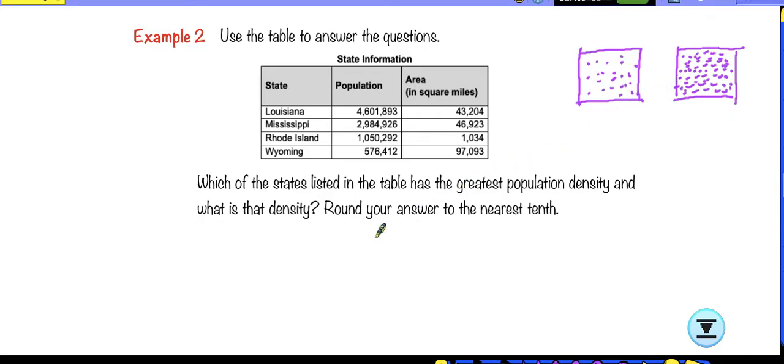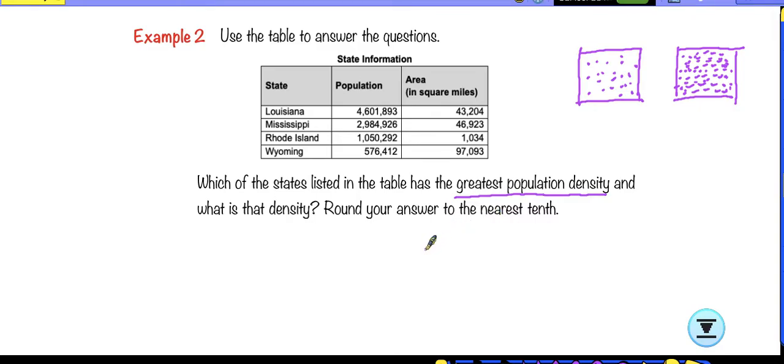So let's check the question and I will show you the population density. Since we're talking about the number of people living in a certain area, we are going to use the population and also the area to find the density. We have a table with the population and also the area of each state, and the question is asking which of the states listed in the table has the greatest population density and what is the density.